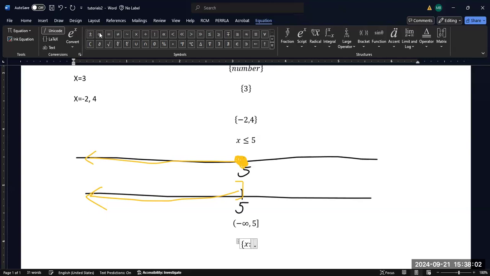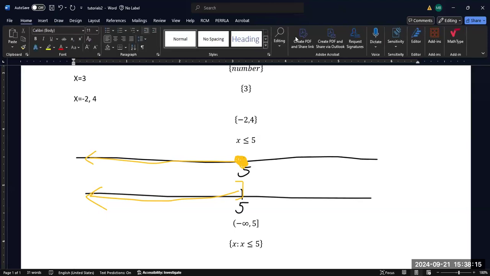And again, alternatively, you can do a colon here. It depends on the book. X, but it's still read such that, and then X less than or equal to 5. Again, curly brackets on the set builder notation.